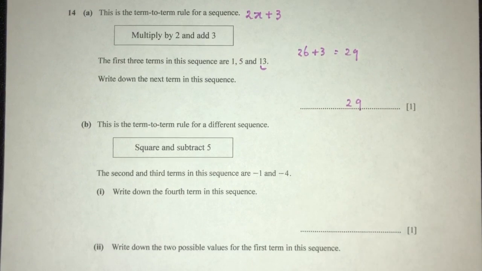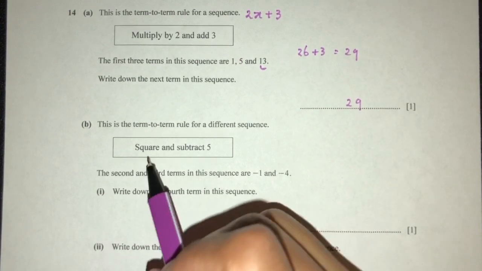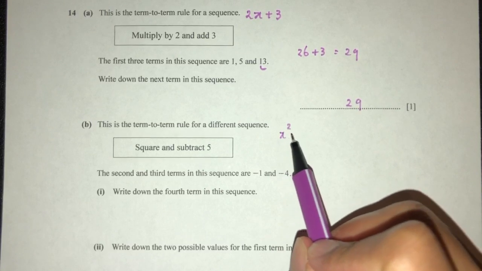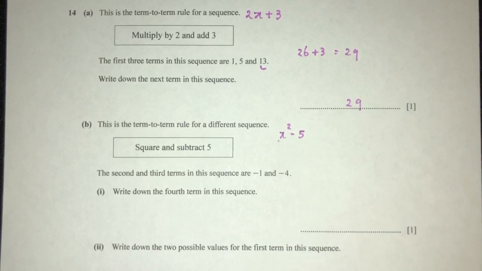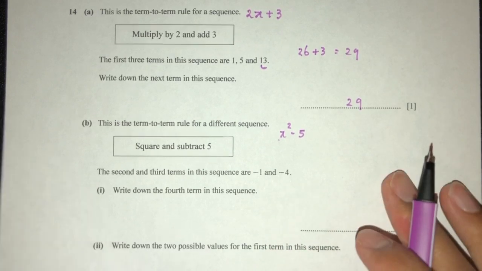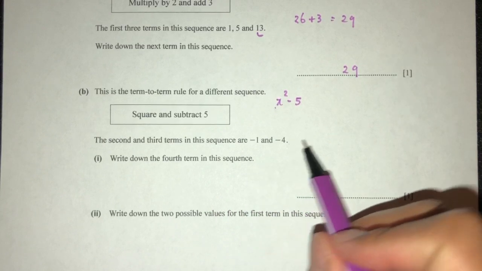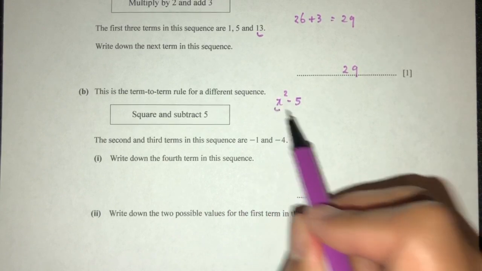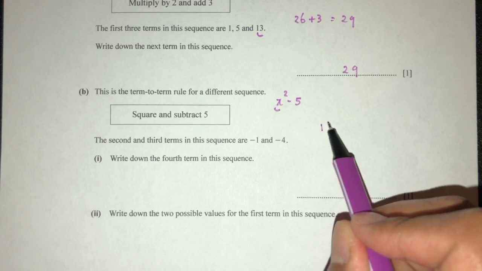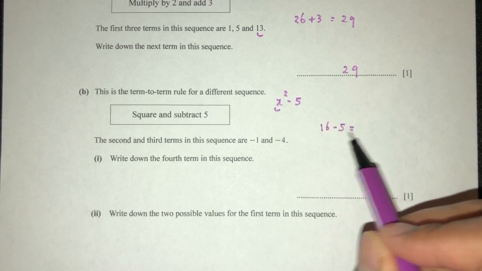Now for part B, this is again the term-to-term rule for a different sequence. We have to square x and minus 5, right? Square it and minus 5. The second and third terms of the sequence are minus 1 and minus 4. We have to write down the fourth term. Fourth term will be what? Minus 4 squared will be 16. Minus 5, that should be the value of 11.